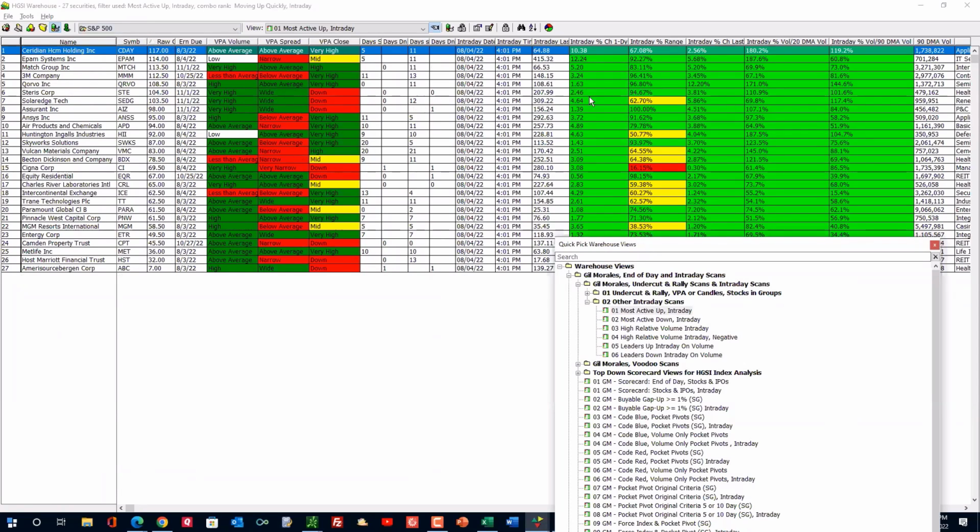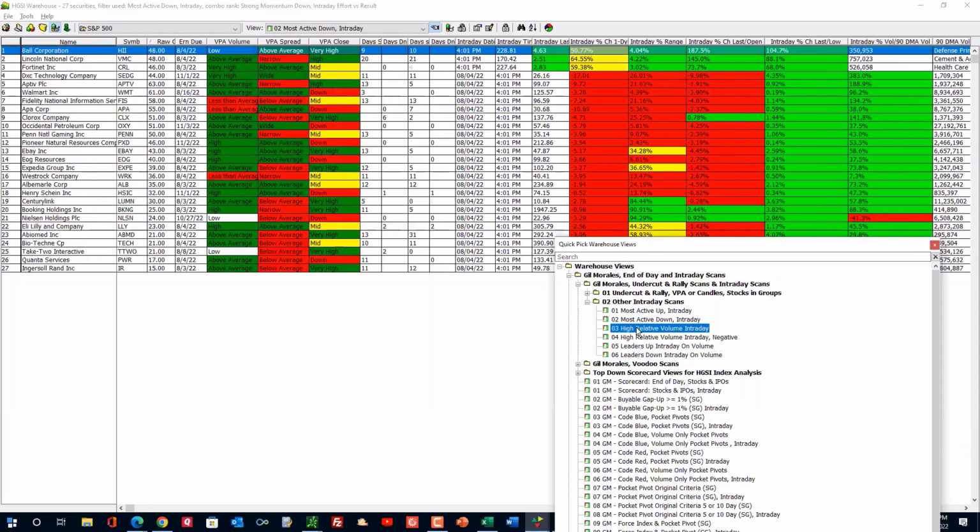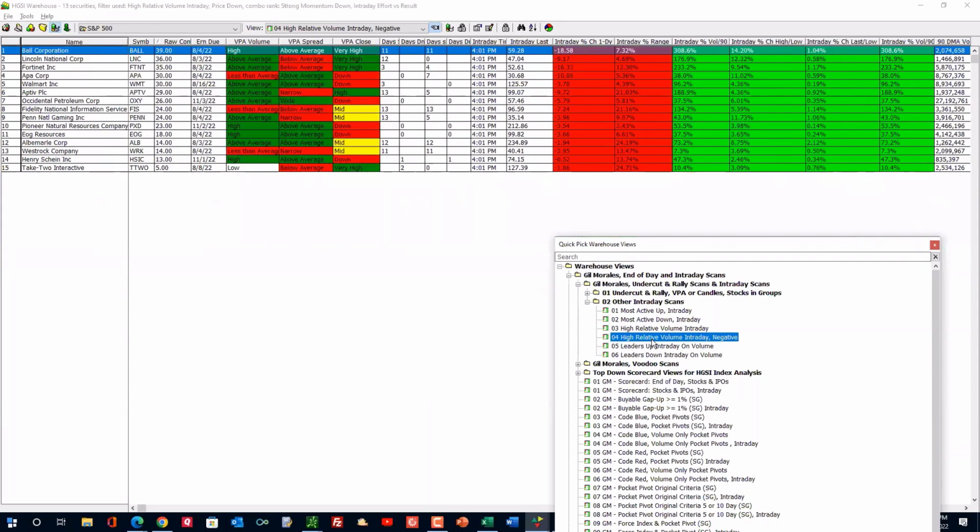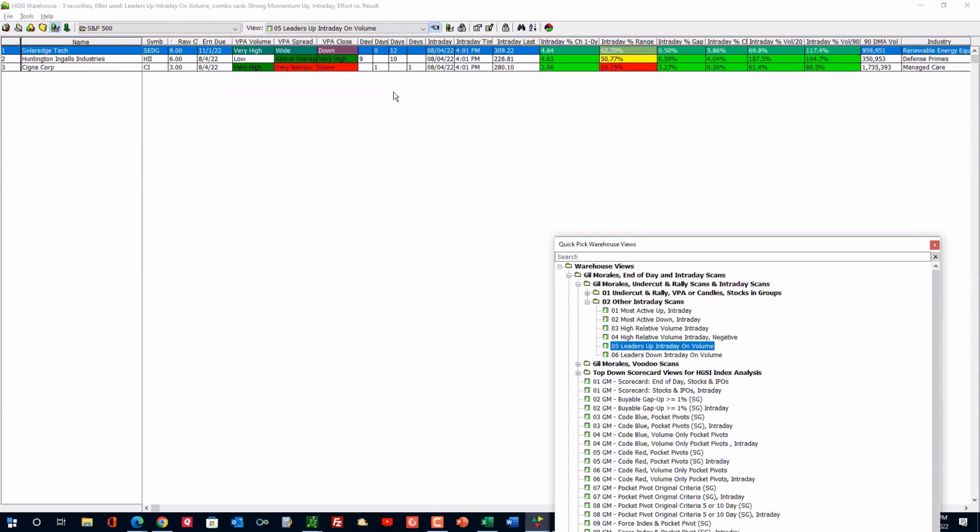So anytime during the day, if you want to go into the major indexes or any index and see which are the most active, this will do it for you. Active up, active down, high relative volume negative, leaders up intraday on volume. To be a leader, you have to have the fan up.